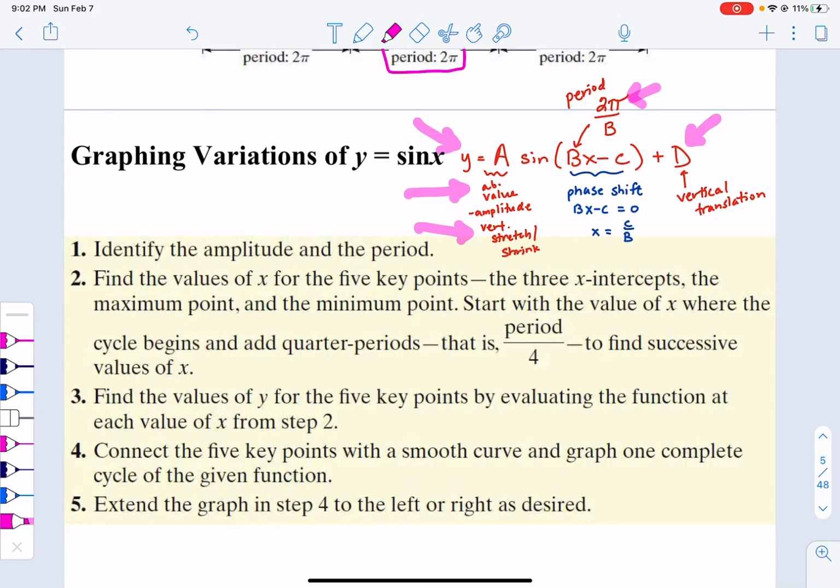Step number 3, we're going to find the values of y for those 5 key points by evaluating the function at each value of x from step 2. Then we connect the 5 key points with a smooth curve and graph 1 complete cycle of the given function. Step 5 says to extend the graph in step 4 to the left or right as desired. They will typically tell you how much of that graph they want to see. Sometimes it's just 1 period or 1 cycle. Sometimes they ask for more than that.